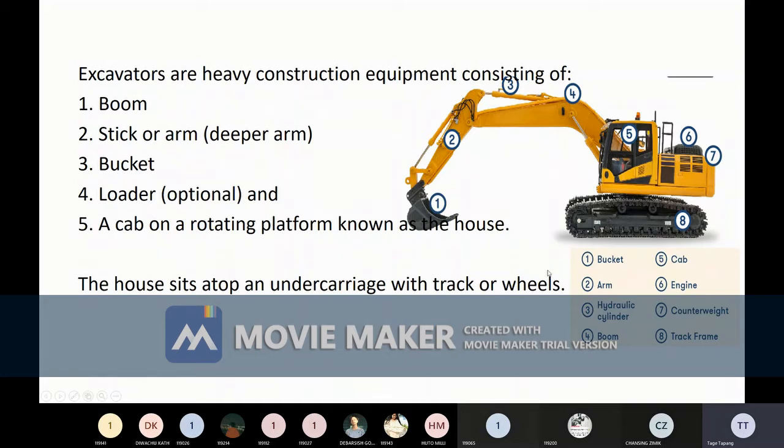This we have already seen several times. The house sits atop an undercarriage with tracks or wheels. So this house is sitting on top of the undercarriage. The undercarriage may be either track type or wheels. Very simple, very similar to other machines. Only the working portion may be different in the mounting, whether it is on track or wheels.